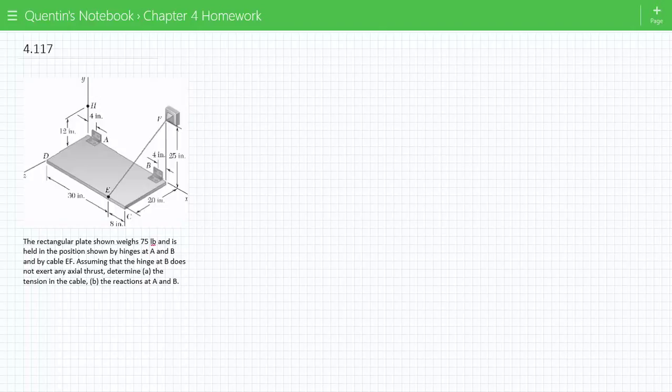Okay, let's look at problem 4.117. In the solutions that are provided, the answers are actually wrong on this one, so I wanted to do this problem and have you guys have a look at it. It's a good example of how to do these problems.